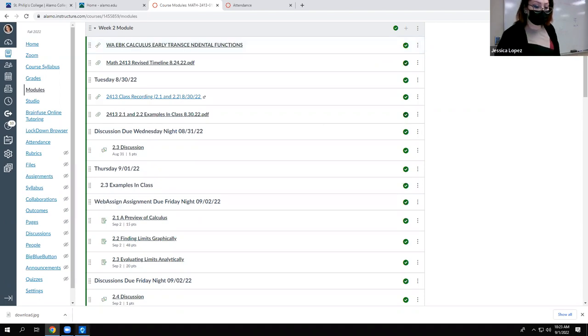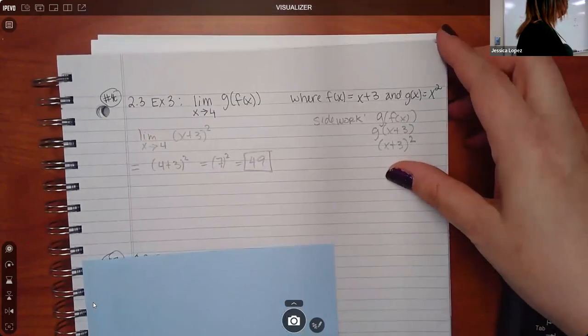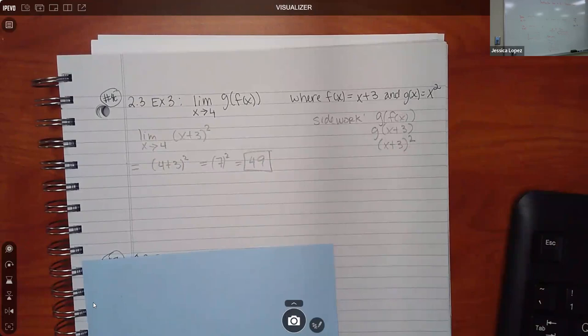Okay, I'm going to go over this one. Your numbers and your functions might be a tiny bit different, but for mine, I did some side work. I had two functions: x plus 3 for one, and x for the other. The little number that x is going to, the c value, might be a little bit different.